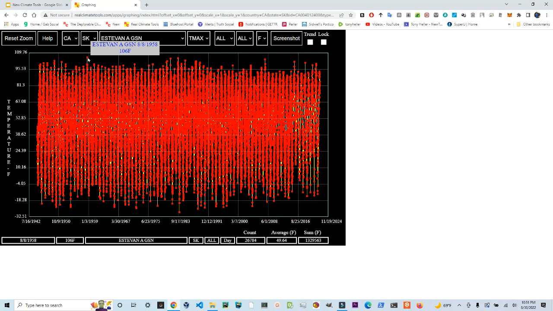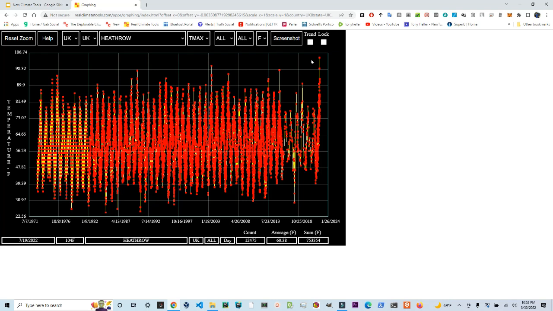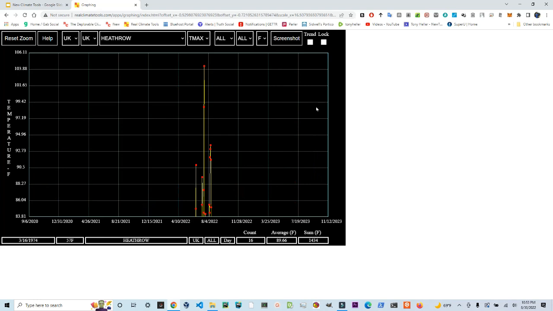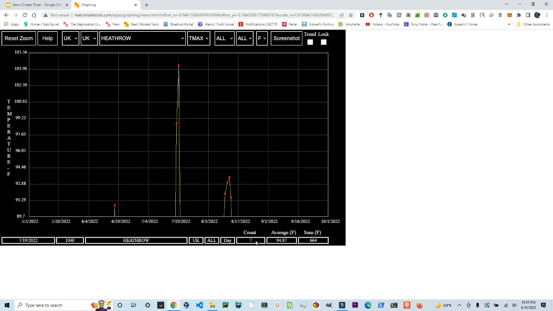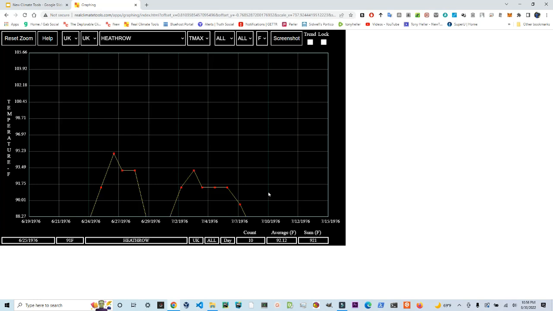they reached 106 degrees. At London's Heathrow Airport, they had their warmest day on July 19th of this year when they reached 104 degrees. Let's zoom in and take a look at that heat wave. Heathrow had 7 days over 90 degrees Fahrenheit this summer. But during the summer of 1976, they had 10 days above 90 degrees.